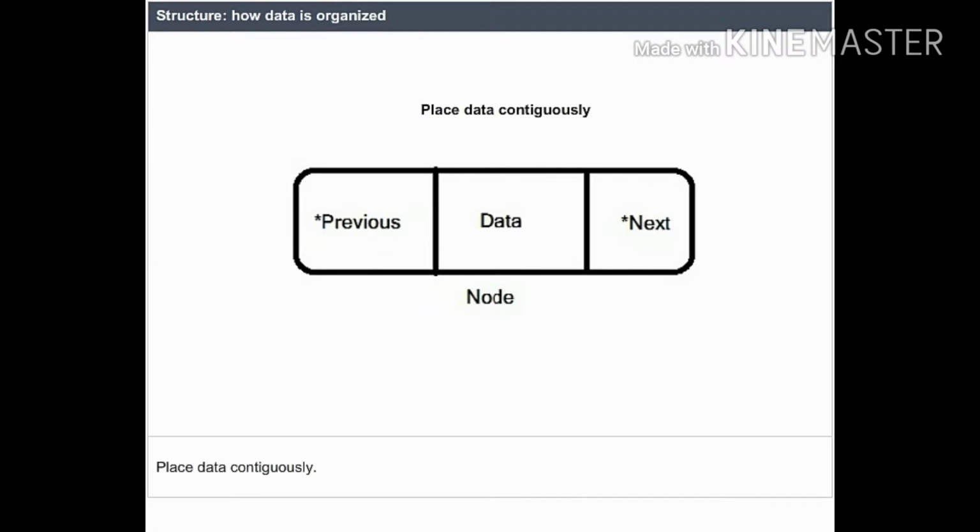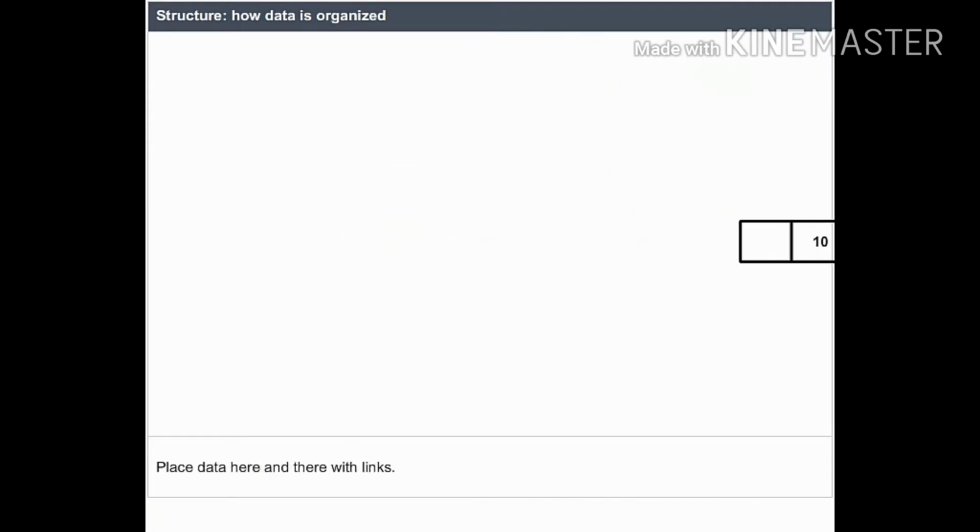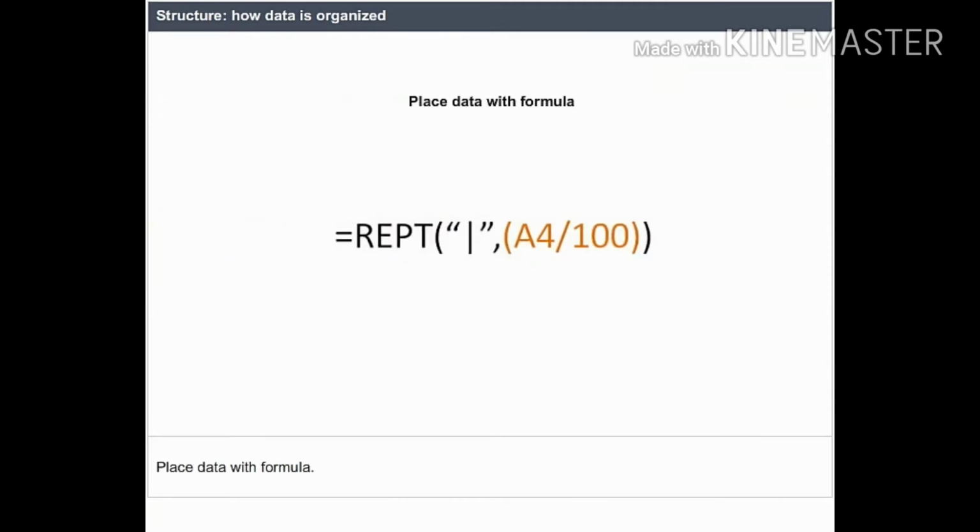Structure: how data is organized. Place data contiguously. Place data here and there with links. Place data with a formula.